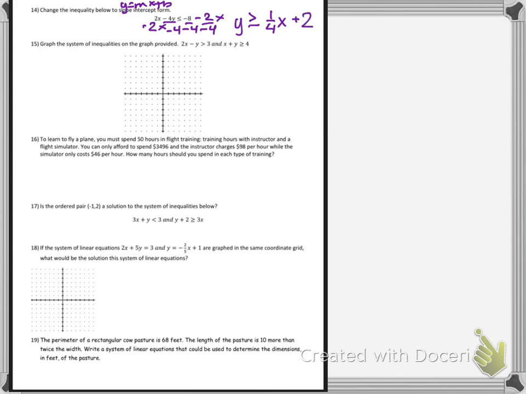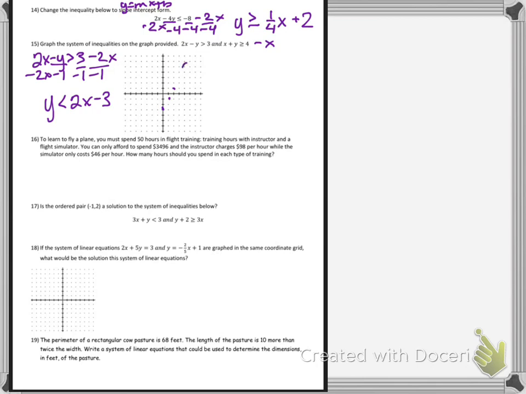Graph these systems. So again, change it to slope-intercept so you can graph it. You're dividing by a negative. Be careful, flip your sign. That's a very, very big mistake that some people are making. Over here we can just minus x, so I've got negative 3 is my y-intercept. I can rise 2, run 1.